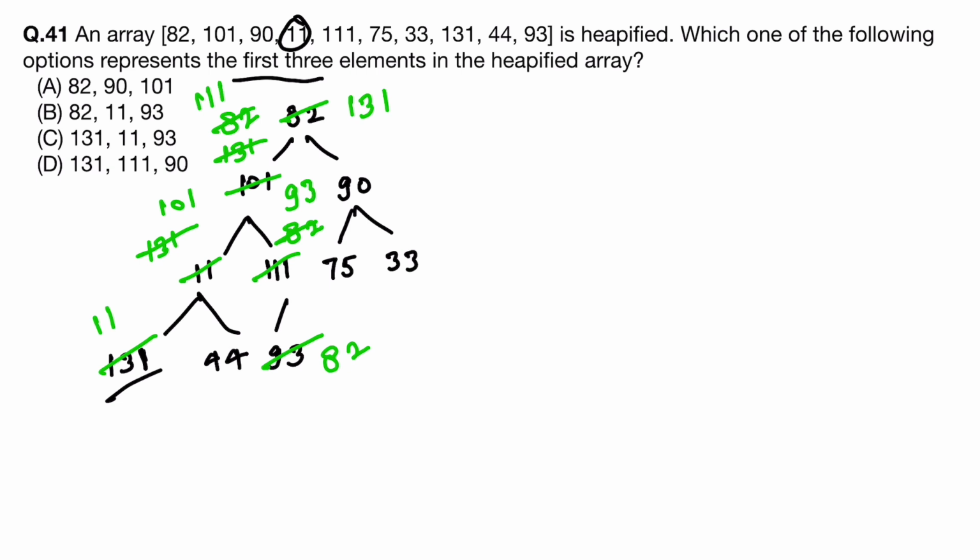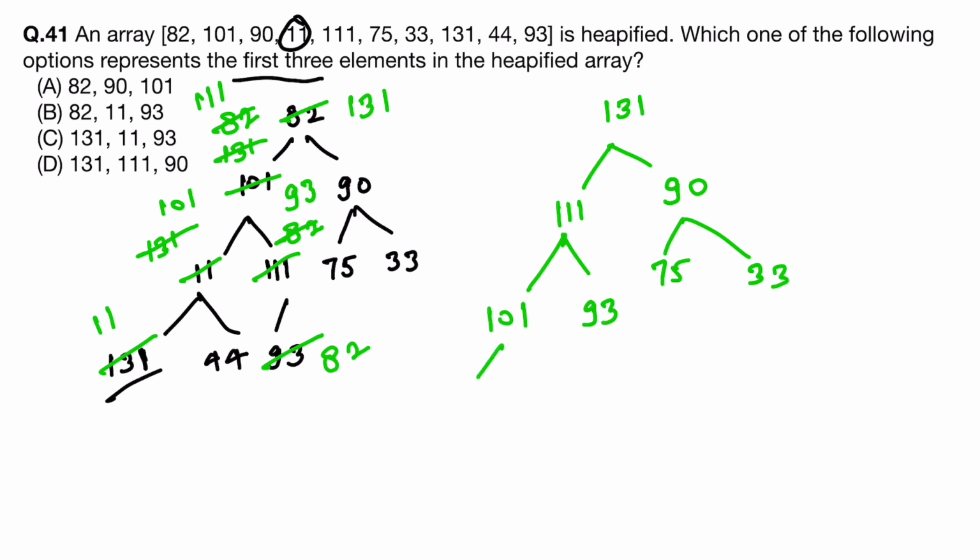Now see here: 131, 111, here 90, 75, 33, and this is 101, this is 93, this is 11, this is 44, this is 82. So the first three elements are 131, 111, 90. D option.